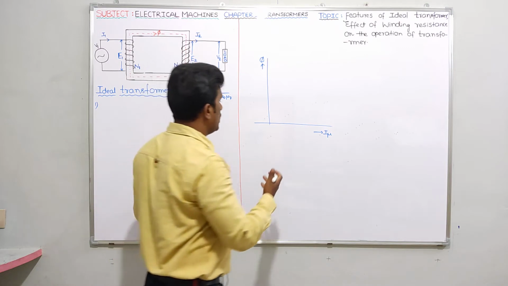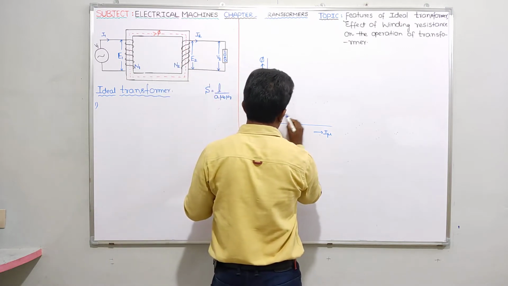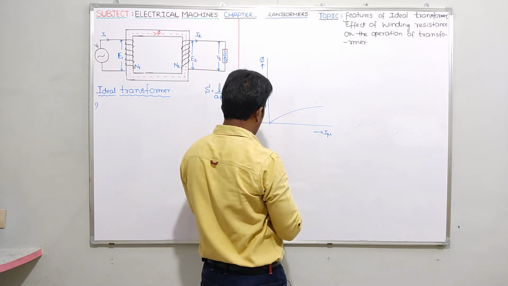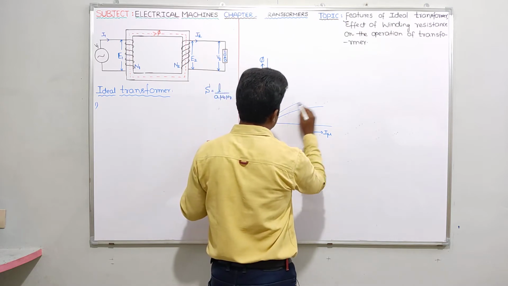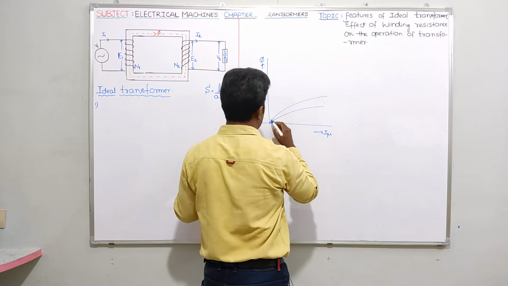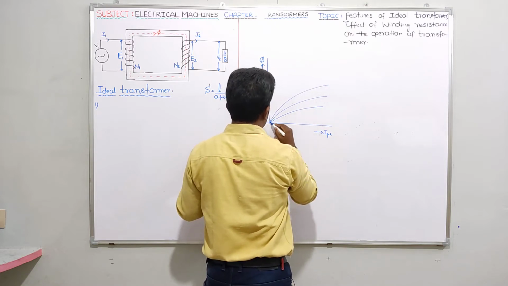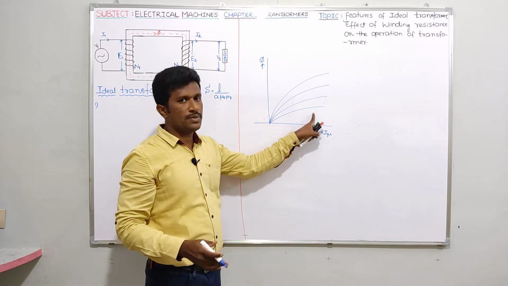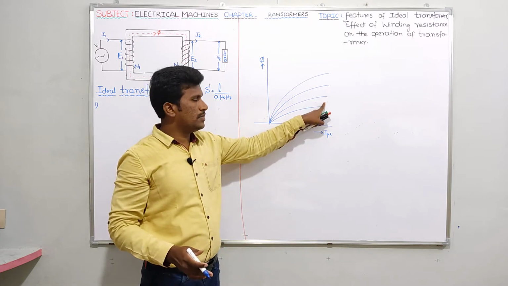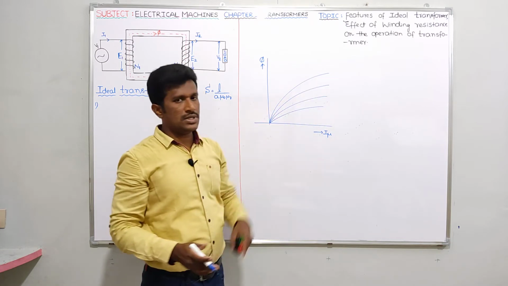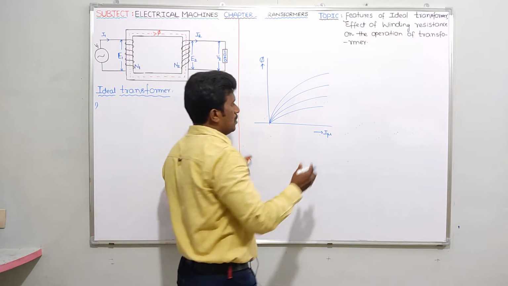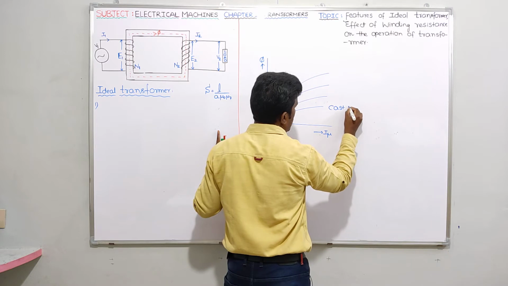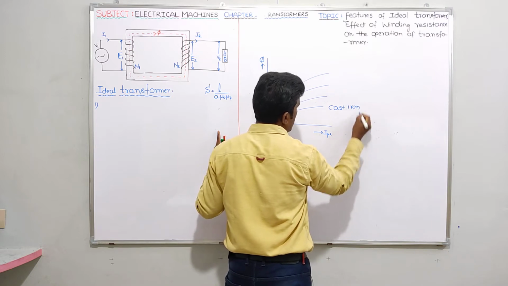Suppose if transformer core is made up of cast iron, this is a graph you are going to have. If transformer core is made up of cast iron, cast steel, silicon steel, CR silicon steel, like that, so many materials you can take. So let me take like this. So this is nothing but cast iron. Transformer core is made up of cast iron.